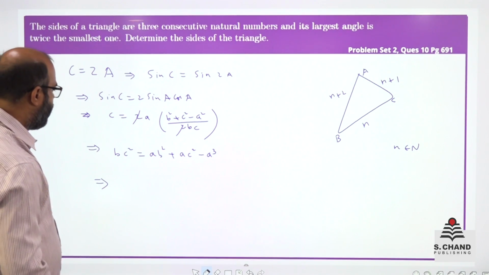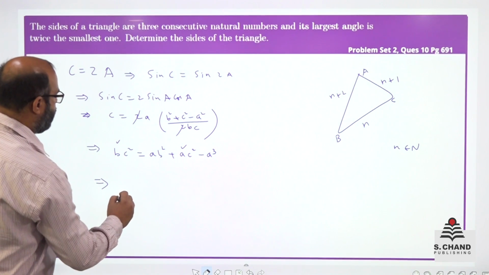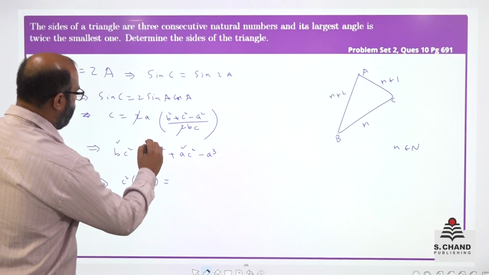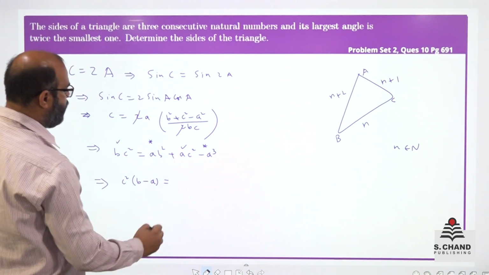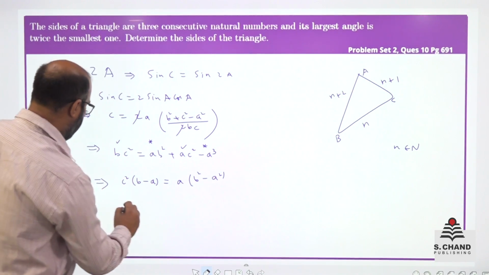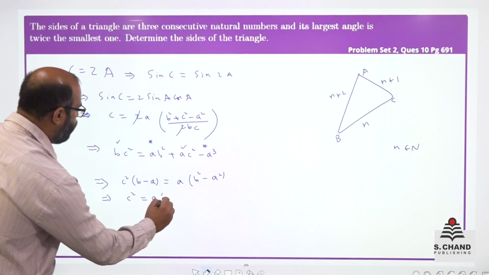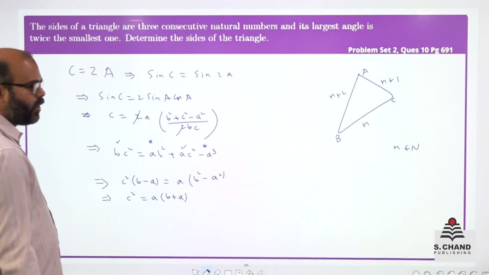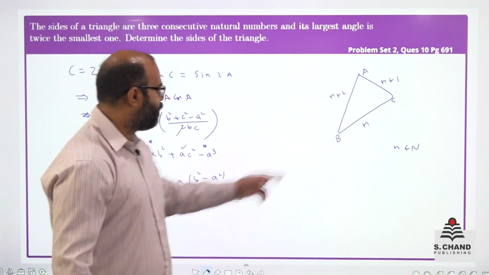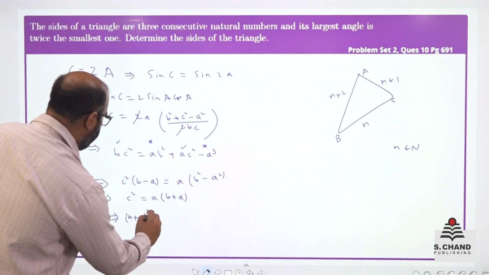In the next step, what am I doing? I am taking this and this on one side and taking common C square. So this is B minus A. And this I am taking on one side and taking A common. So B square minus A square. So B minus A will cancel from both sides. It will become C square equals A into B plus A, as B is not equal to A. In the next step, let us put the values. C is n plus 2. So this will become n plus 2 whole square.